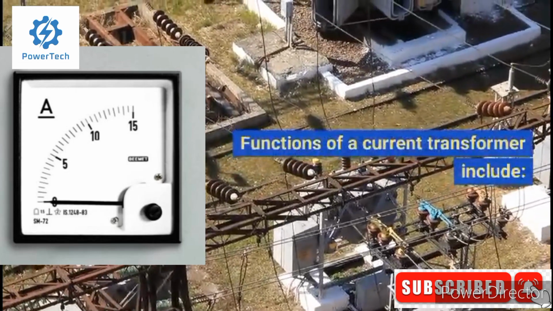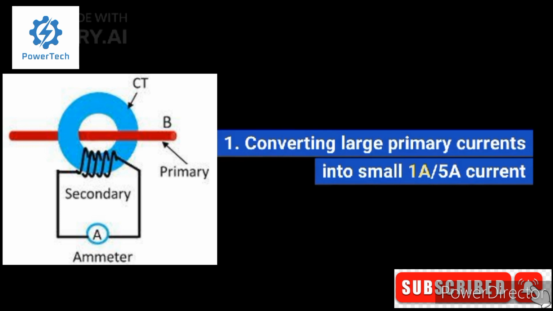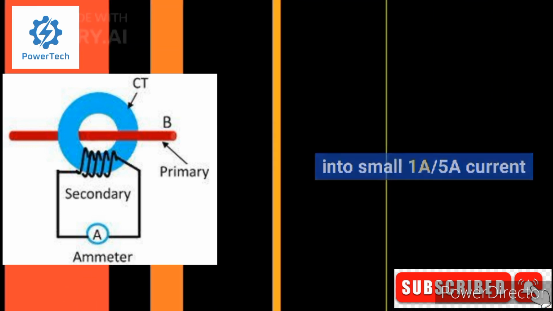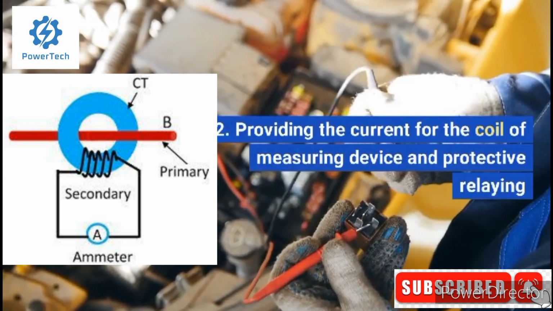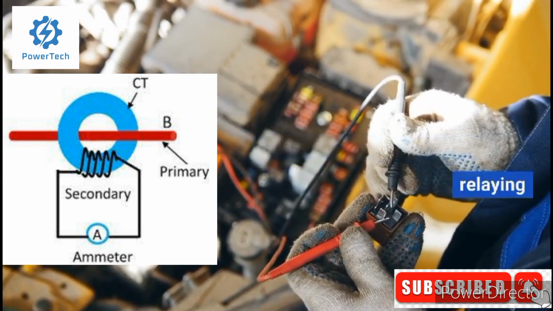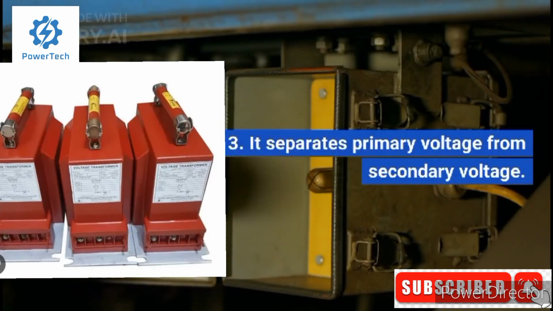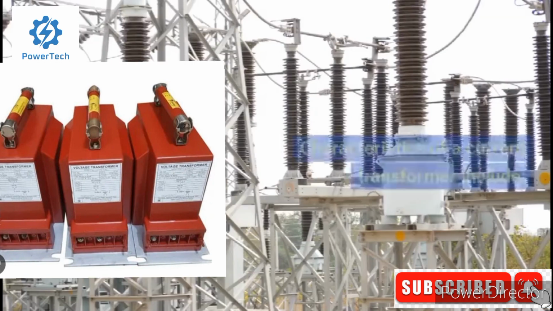Functions of a current transformer include: 1. Converting large primary currents into small 1A, 5A current. 2. Providing the current for the coil of measuring device and protective relaying. 3. It separates primary voltage from secondary voltage.